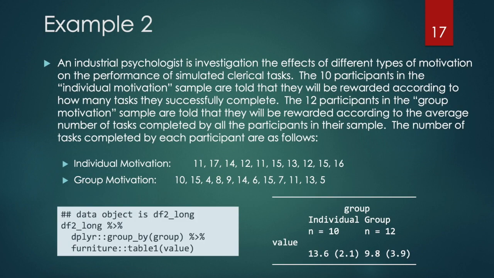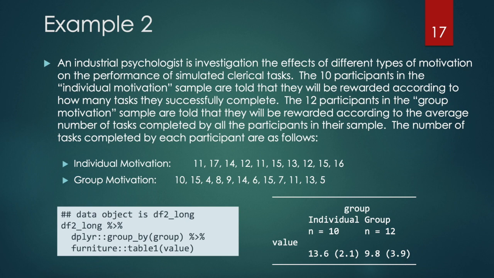So let's go to another example. This one, we're looking at an industrial psychologist who is investigating the effects of different types of motivation on the performance of simulated clerical tasks. You have 10 participants in the individual motivation sample, and you have 12 participants in the group motivation sample. And they're both told different things. And then the number of tasks completed by each participant are shown.